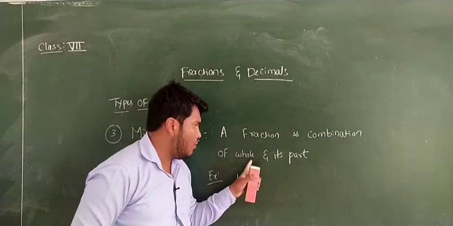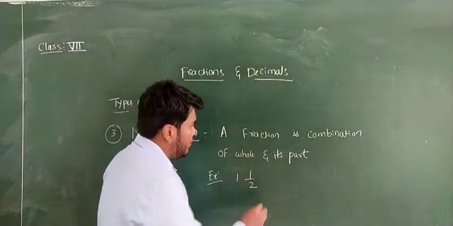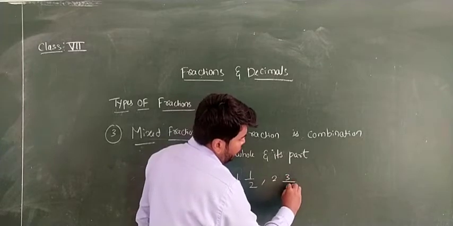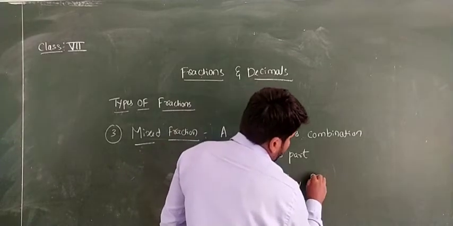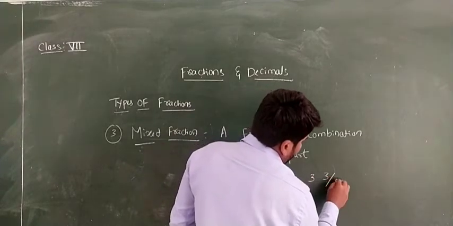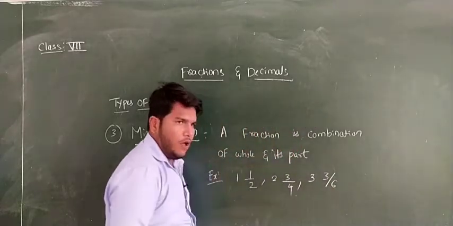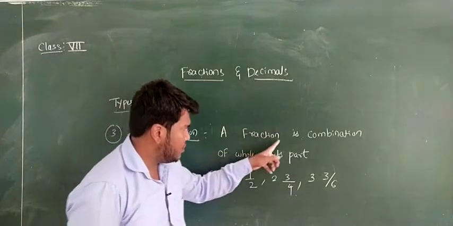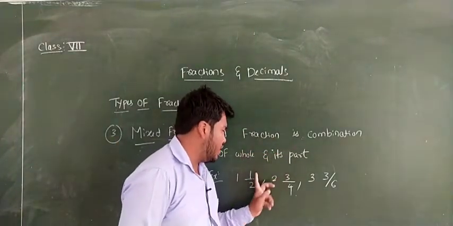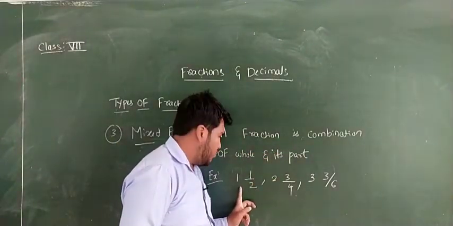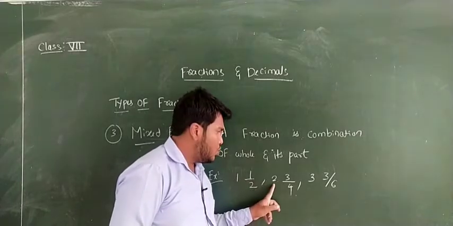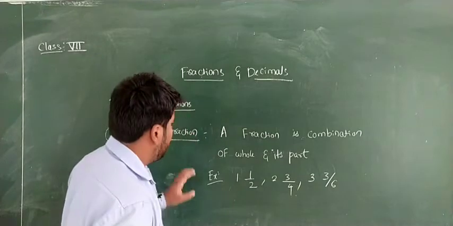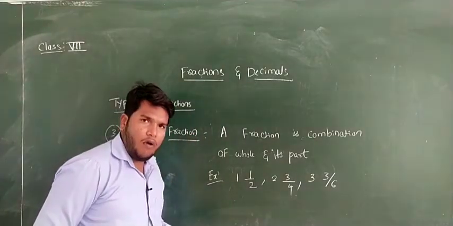A mixed fraction is a combination of whole and its part. Means here one integer 1 by 2, 2 integer 3 by 4, 3 integer 3 by 6. So these are the examples for mixed fraction. So these are the types of fraction.